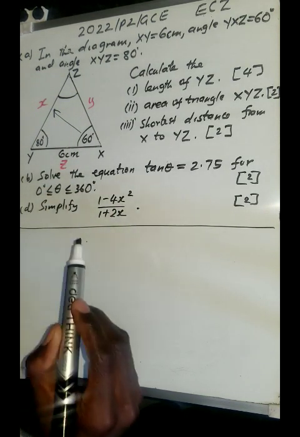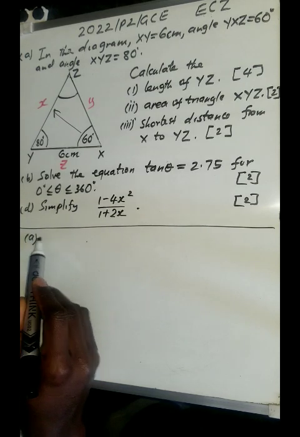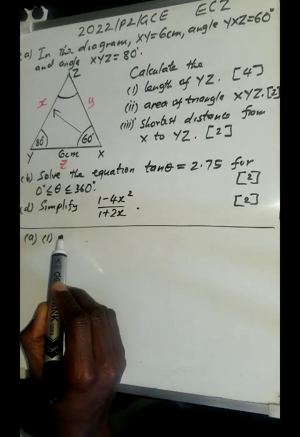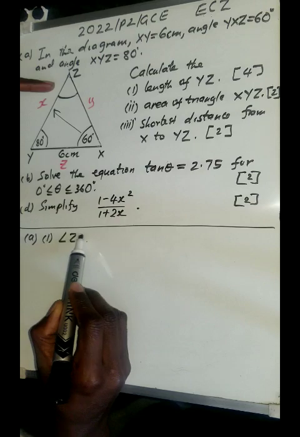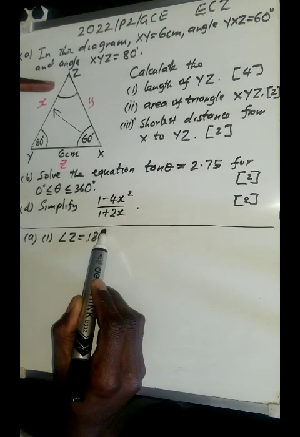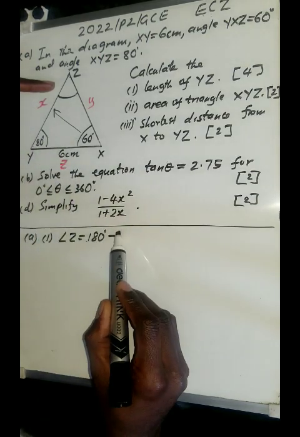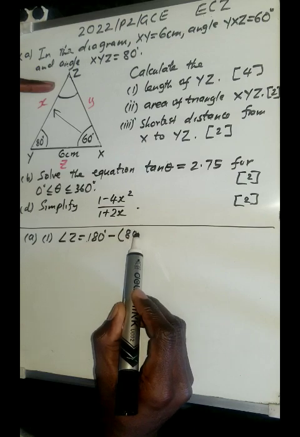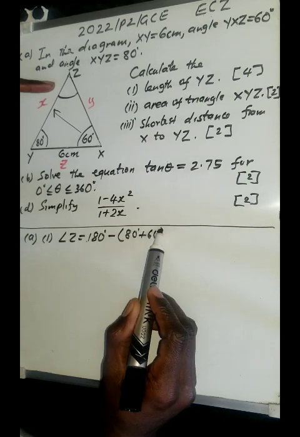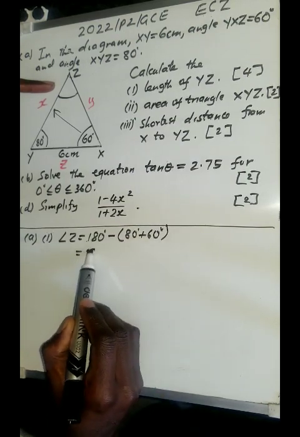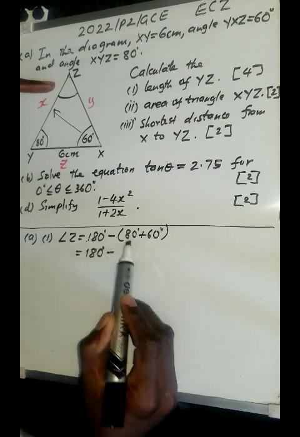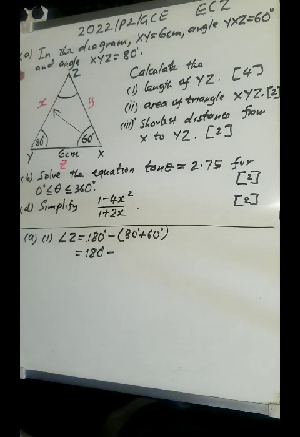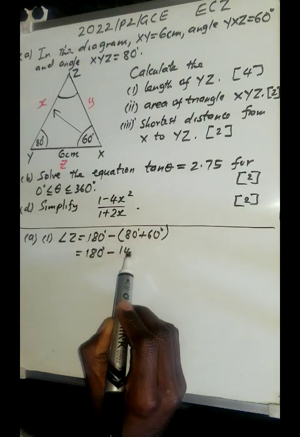Remember, as the concept will always come, angles in a triangle add up to 180. So to find angle Z, you can just say it's 180 degrees minus the two angles. That simply means you can add 80 degrees plus 60 degrees. So that is going to be 180 degrees minus. When you add that 80 plus your 60, that is going to give you 140 degrees.